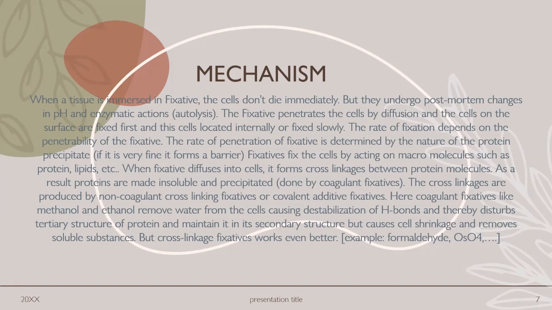Mechanism. When a tissue is immersed in fixative, the cells don't die immediately, but they undergo postmortem changes in pH and enzymatic actions. So consider this as a jar, and we have fixative in it. Now we are placing our specimen in it. What happens is, this fixative will enter our specimen by diffusion, and the cells on the surface are fixed first and the cells located internally are fixed slowly.